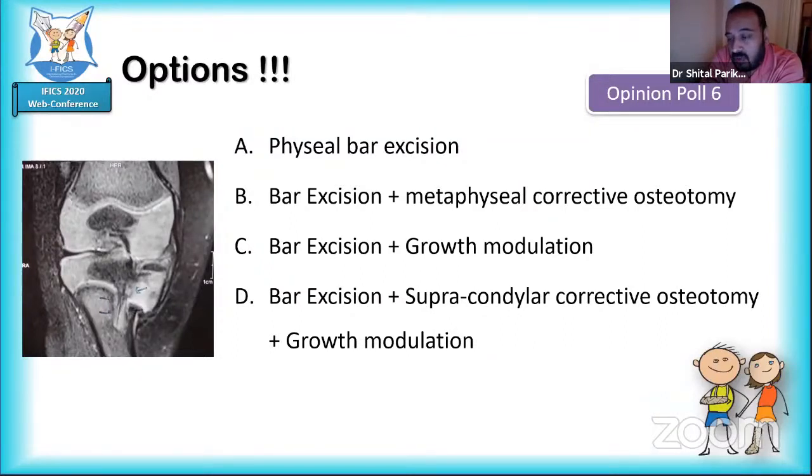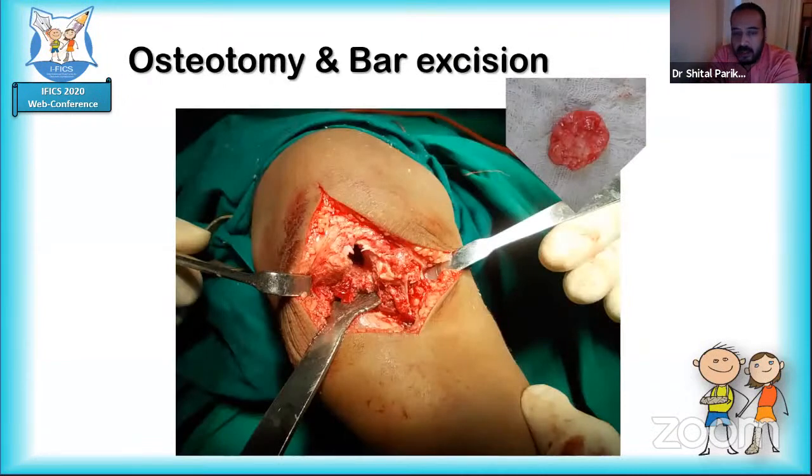So, just like Blount's, we would be very aggressive doing osteotomies early on to correct deformities. You can consider growth modulation, but I would be more inclined towards osteotomy at around 2.5 to 3 years of age to correct it. I'm not convinced that excising the bar is going to be helpful. Yeah. So what I did was I did an osteotomy and did excision of the bar as well.